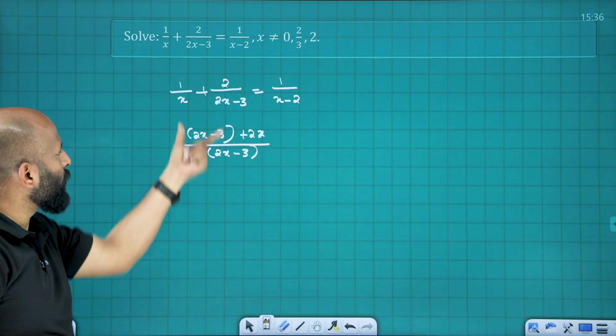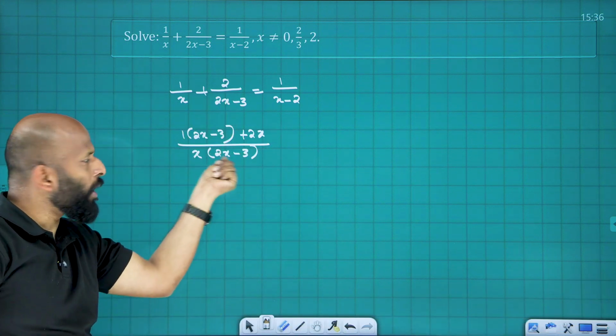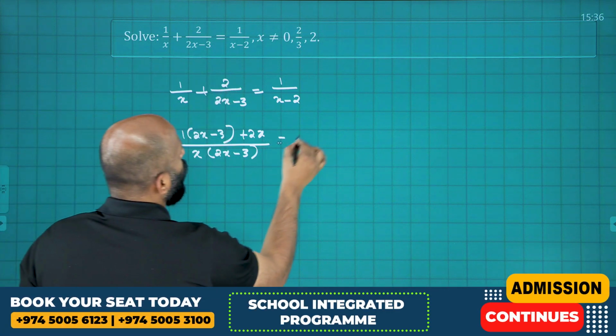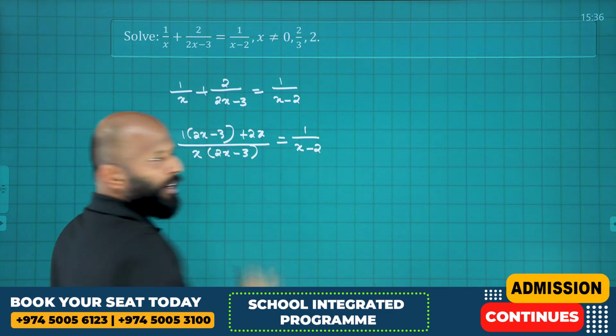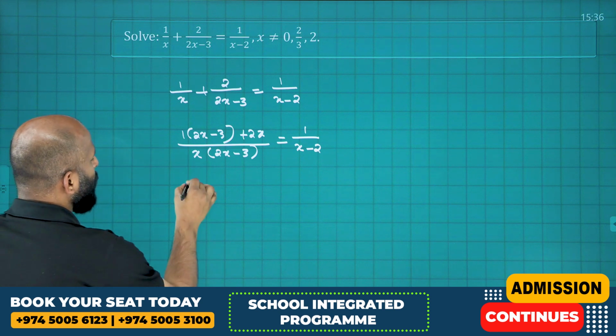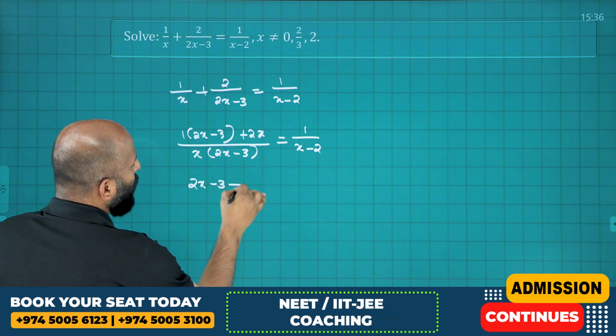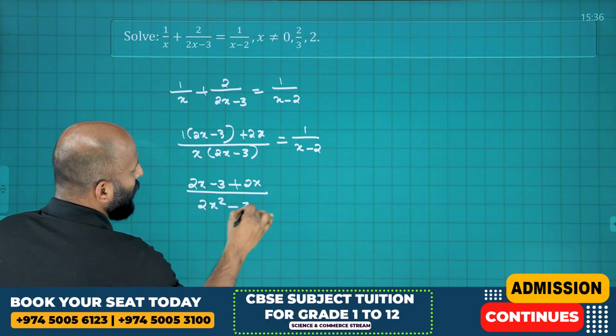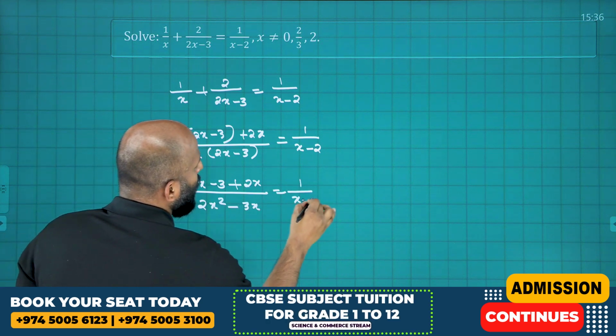How are we getting plus 2 into x? When you compare this denominator and this one, x is missing. So the missing term goes into the numerator, that is equal to 1 divided by x minus 2. Then 2x minus 3 plus 2x divided by 2x square minus 3x is equal to 1 divided by x minus 2.